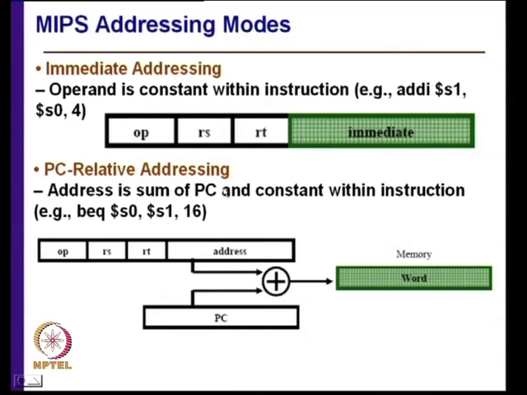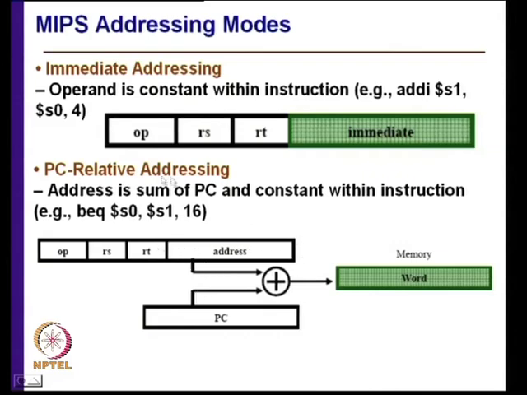Then you can have PC relative addressing. Relative addressing is very useful, particularly in situations where you will be doing, let's say, jump, branch, this type of instructions. For example, branch if equal. That means, if the content of S0 and S1 are same, you will branch to a memory location where that 16 which is provided here as part of the instruction will be added with the content of the program counter to generate the effective address, and you will branch to the memory location, that is content of PC plus 16. 16 is provided here as part of the instruction.